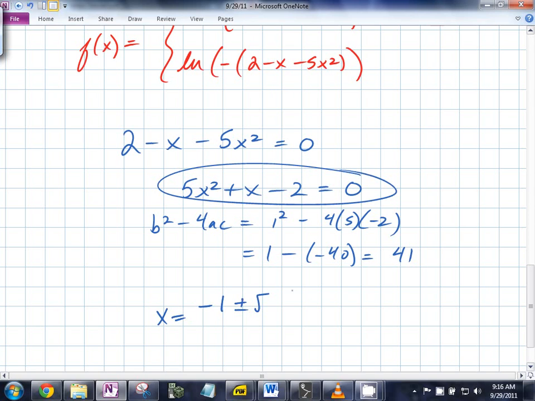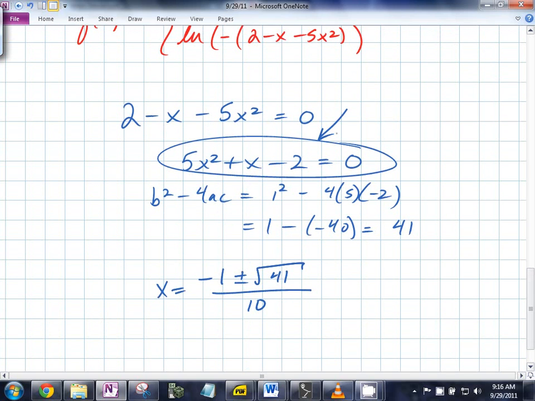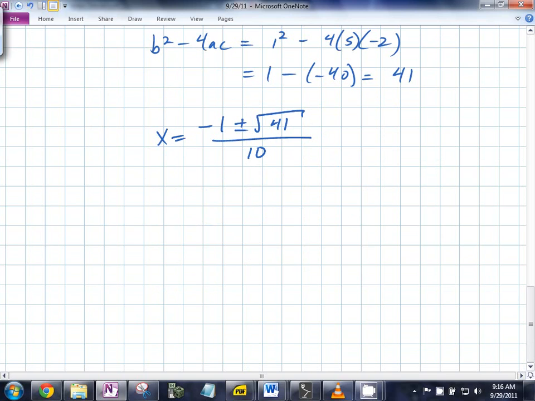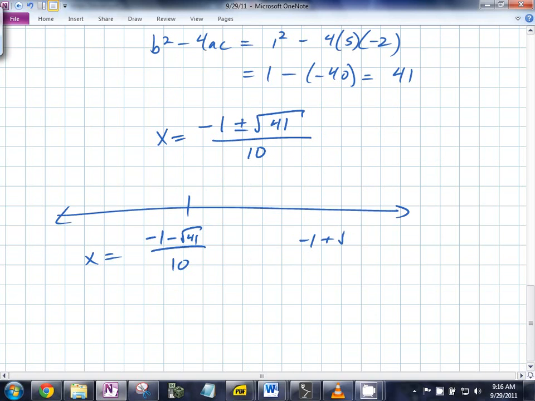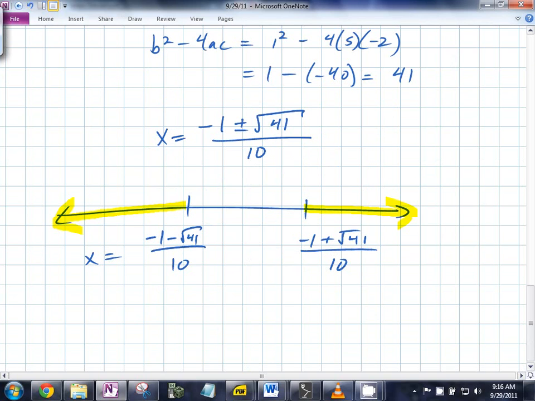So this function right here is a parabola, right? Does it face up or down? Up. Where does it cross the x-axis? How many different places? Those two, at those two x values: negative 1 minus the square root of 41 over 10, and negative 1 plus the square root of 41 over 10, right? So what do we know? If we go outside of that, is the function going to be positive or negative? Positive, exactly. What about inside? Negative, exactly.